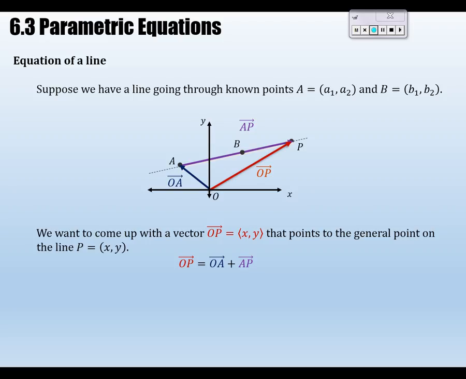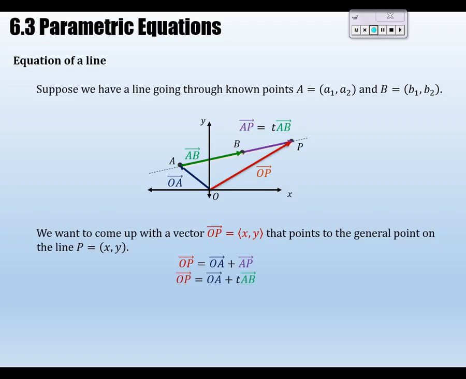What's the relationship between AP and AB? Is there anything interesting about them? The vector from A to B and the vector from A to P. What do you notice? Yeah, one is just a scalar multiple of the other. Yes? And notice the scalar I'm using. How about T? It's something times AB. Isn't that what AP is?